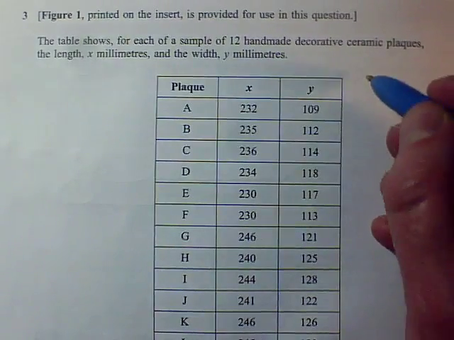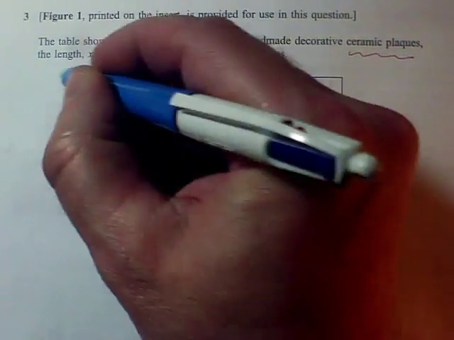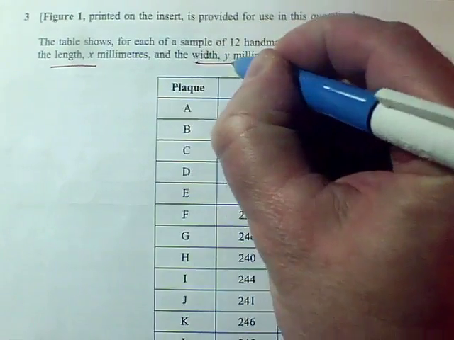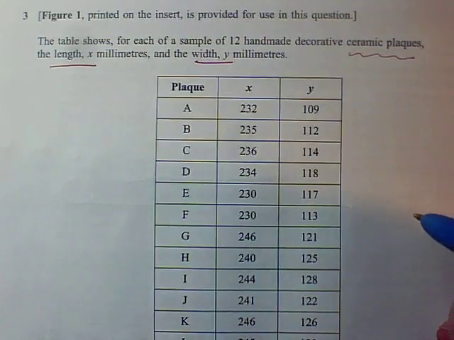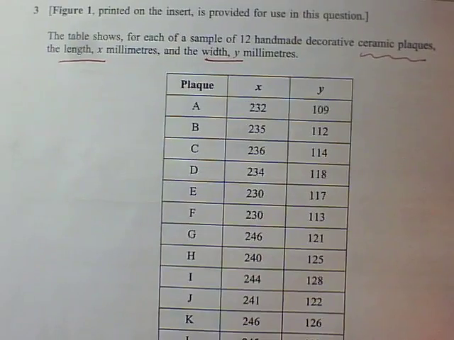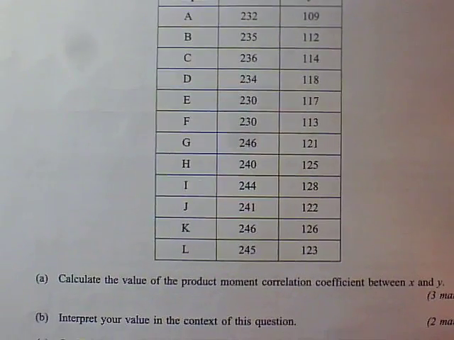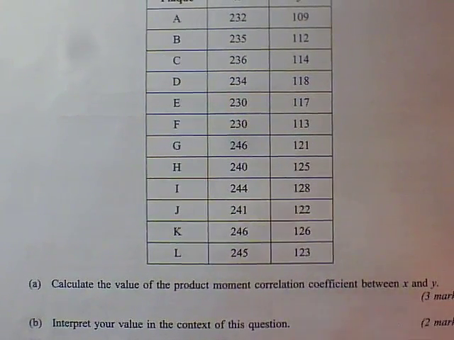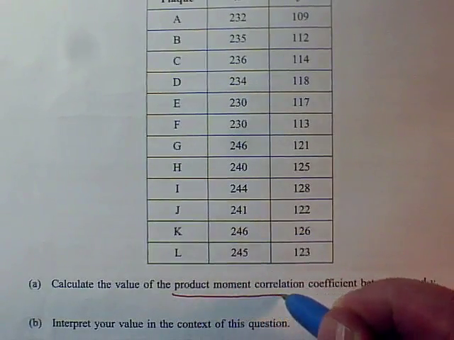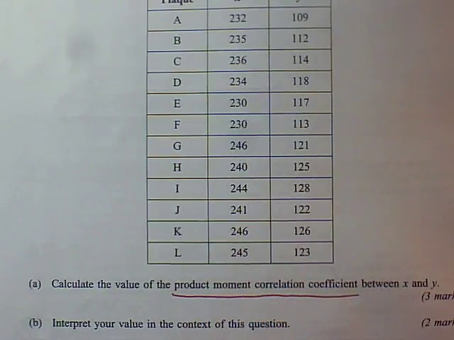Okay, we've got a question about ceramic plaques, and each one has a length x and a width y measured in millimeters. Okay, so we've already had a regression question, so we're not at all surprised when we look at this. We discover that this is about a product moment correlation coefficient between x and y.